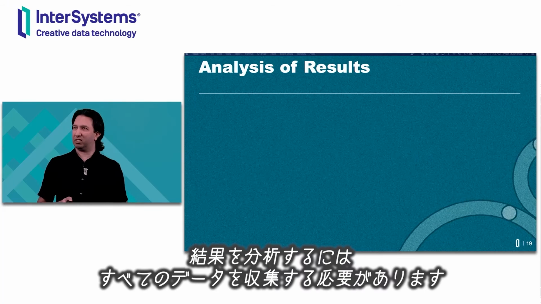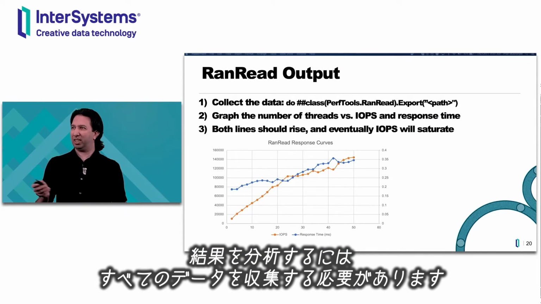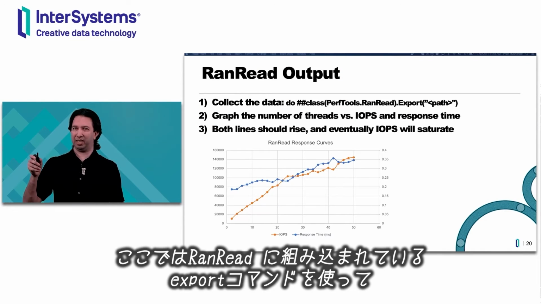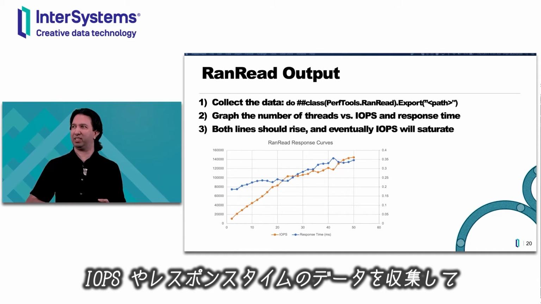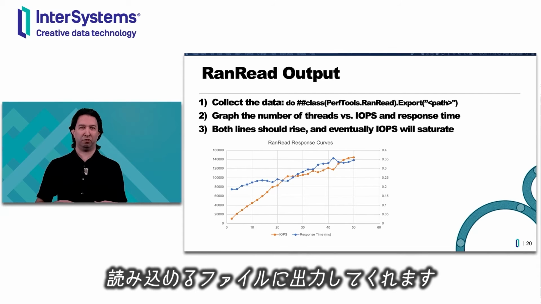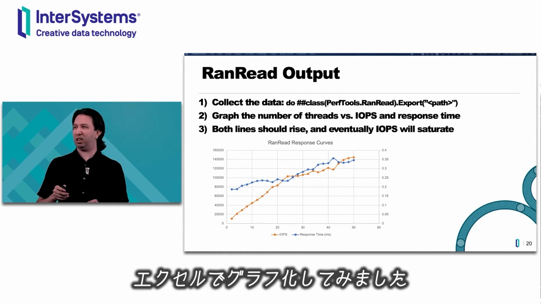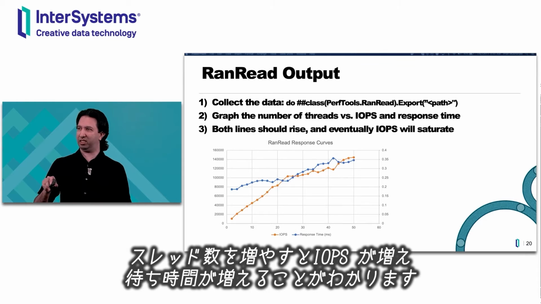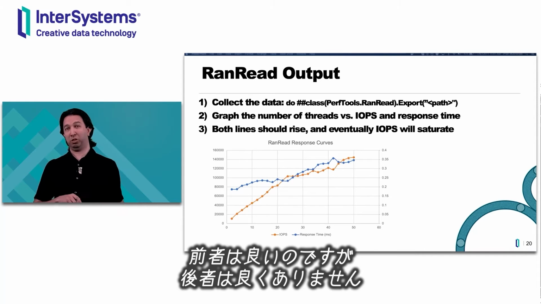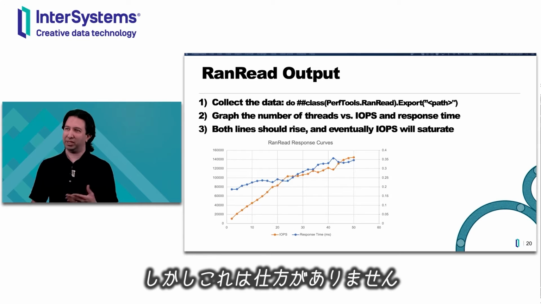To analyze the results, you're going to want to collect all the data. Now, you can collect the stuff in terms of IOPS and response time via the export command built into RANRead. It'll just output it to a file that you can read. I just graphed it in Excel. And you can see that as you add more threads, there's more IOPS and there's more latency. The former is good, the latter is bad. But that's just how it goes.